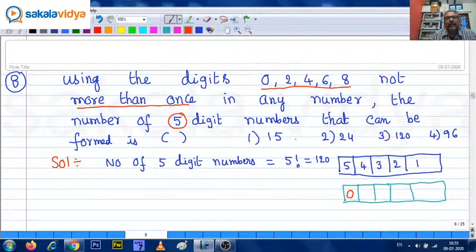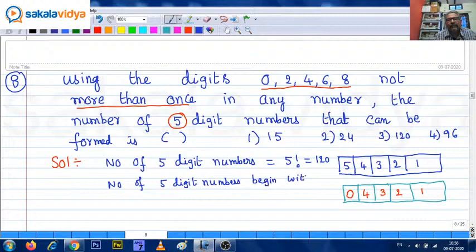Keep 0, and next how many numbers are there? 4 numbers. So this can be filled 4 ways. This is 3 ways, 2 ways, 1 way. That means the number of 5-digit numbers beginning with 0 is equal to 4 factorial, that is, 0 is fixed, equal to 24. That means out of 120, 24 numbers begin with 0. They are not 5-digit, they are 4-digit. We need to subtract.